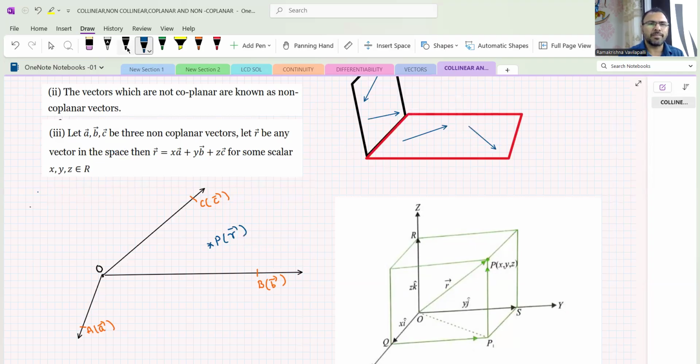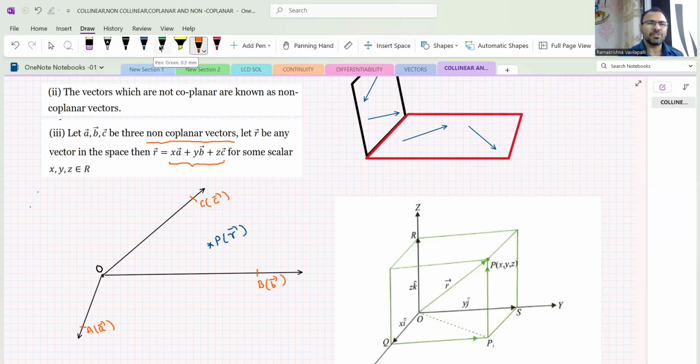If a bar, b bar, c bar are non-coplanar vectors, and you give any vector in the space, then that can be written as a linear combination of the given non-coplanar vectors. This is the linear combination: r bar equals x a bar plus y b bar plus z c bar for some scalars x, y, z belonging to R. This is a very important concept and very important point. Here I have taken three non-coplanar vectors, not lying on the same plane.